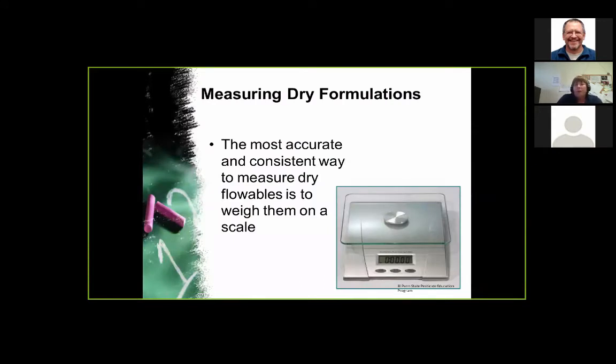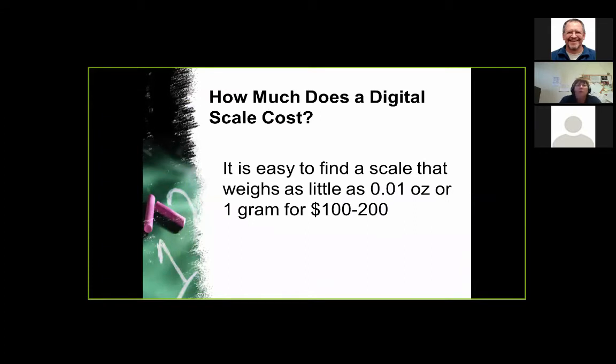So really the very best way to measure dry formulations, the most accurate and consistent way, is to weigh them on a scale. Scales used to be quite expensive, but these days with electronics as cheap as they are, it's really quite easy to buy a scale that weighs amounts as small as 0.01 ounce or 1 gram for something like $100 to $200. So if you're doing this kind of work, it's really a worthwhile tool to have to measure out small amounts of dry formulations.